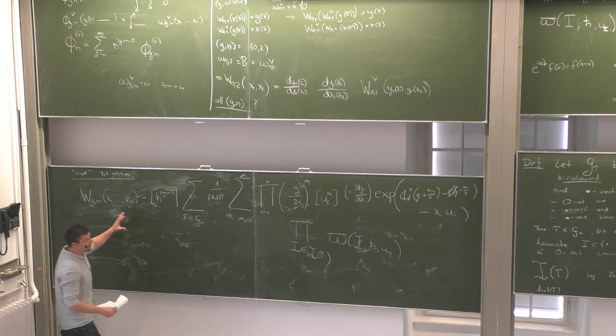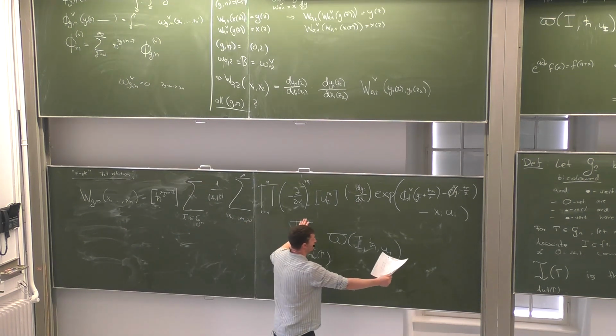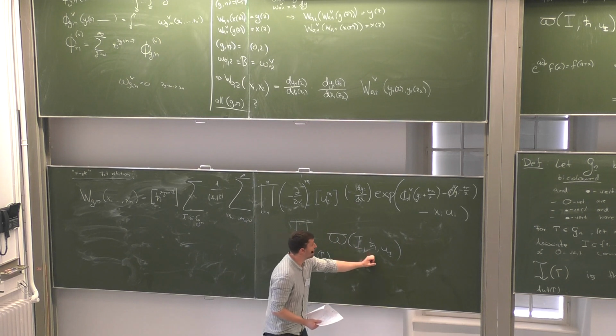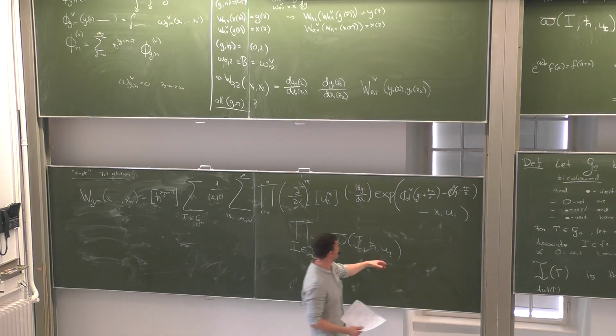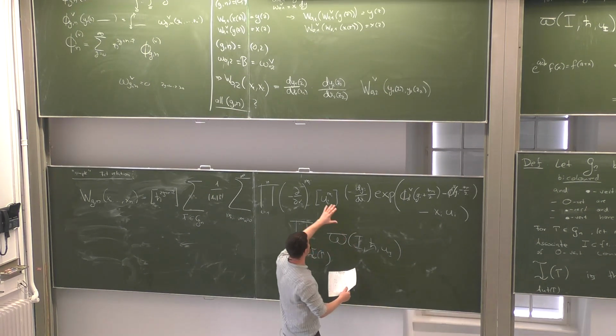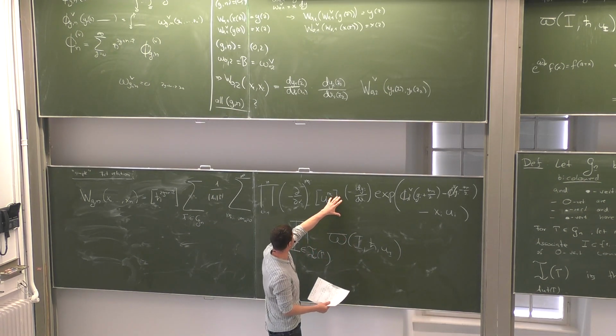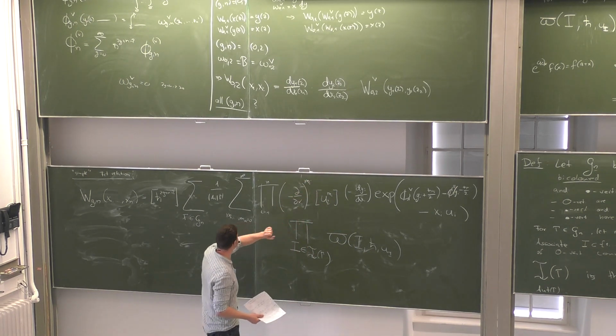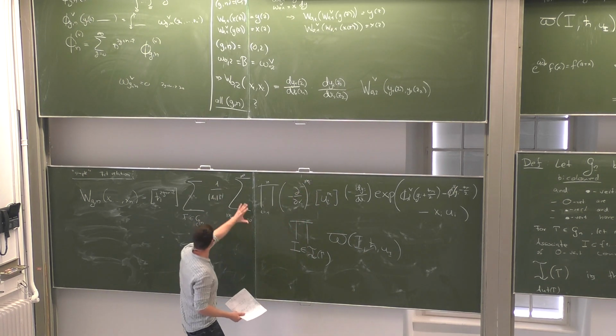So you have this huge expression here on the right-hand side. You expand formally in h bar. Therefore, this is also a formal expansion in the ui's. You take the ui to the m-th coefficient, and of this thing you have to take the m-th derivative with respect to x, and you sum over all the graphs.